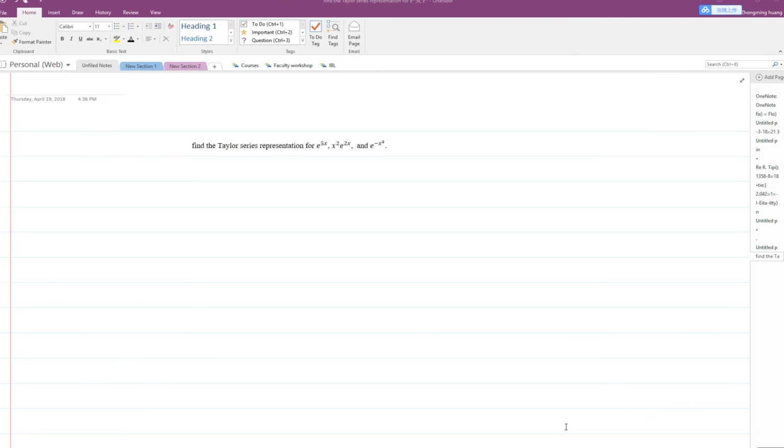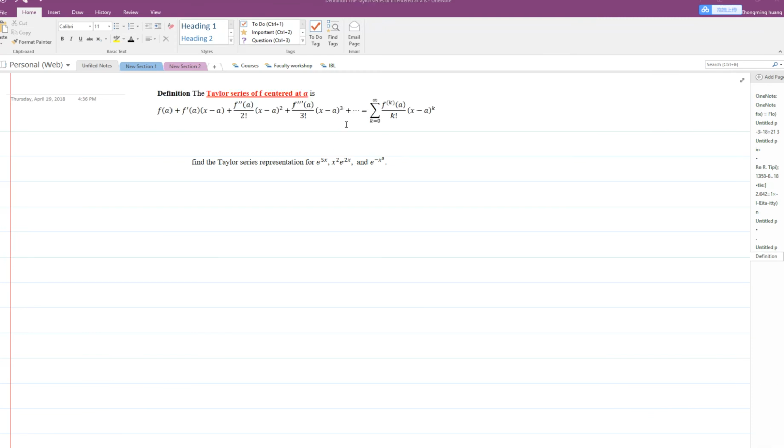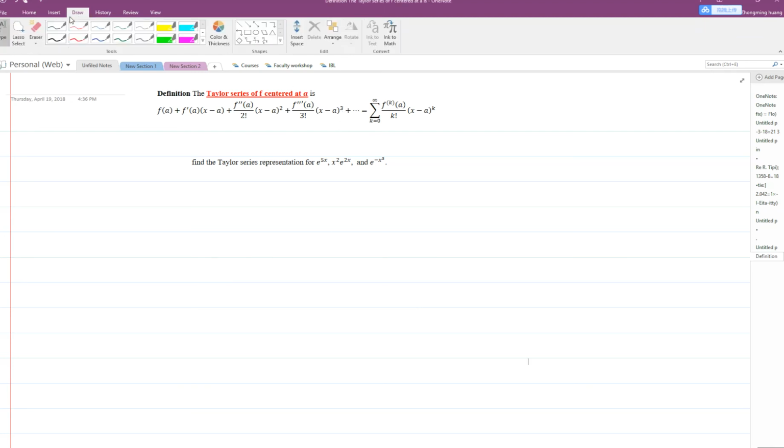So now I copy the problem to this page. I also copy the Taylor definition right here. Okay, and the reason I want to convince you that you should not go use the definition in this case, just think about this particular function. If you call f of x squared e to the 2x, now think about this.